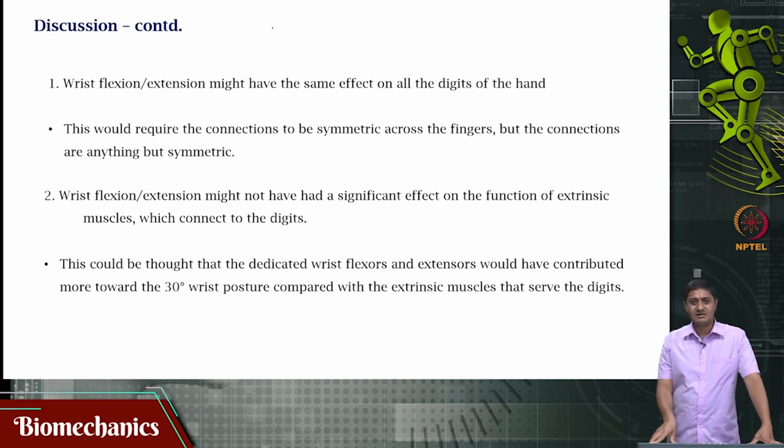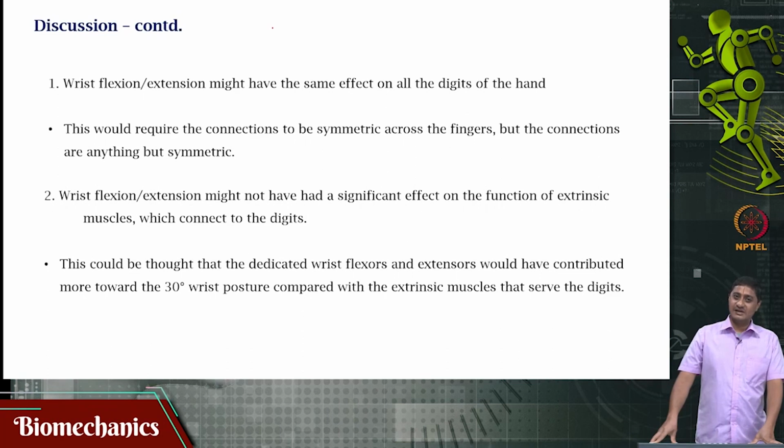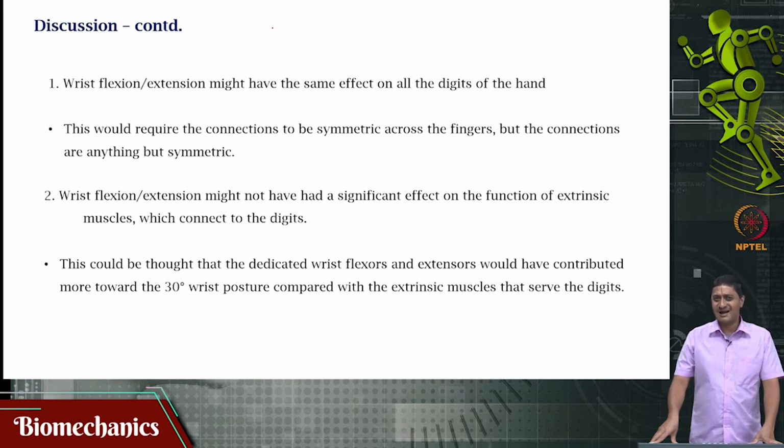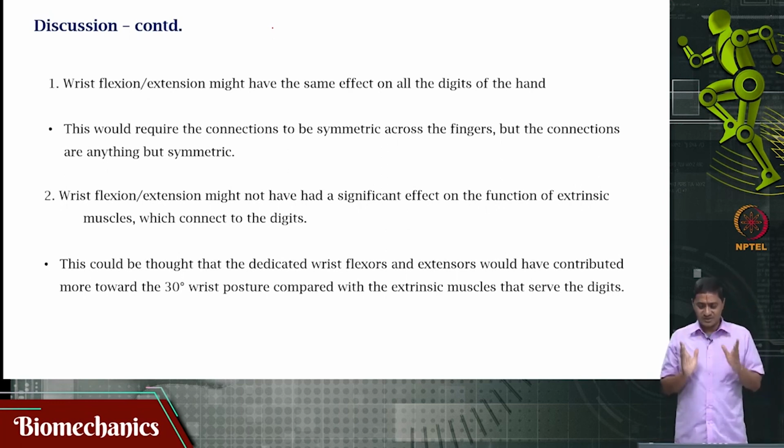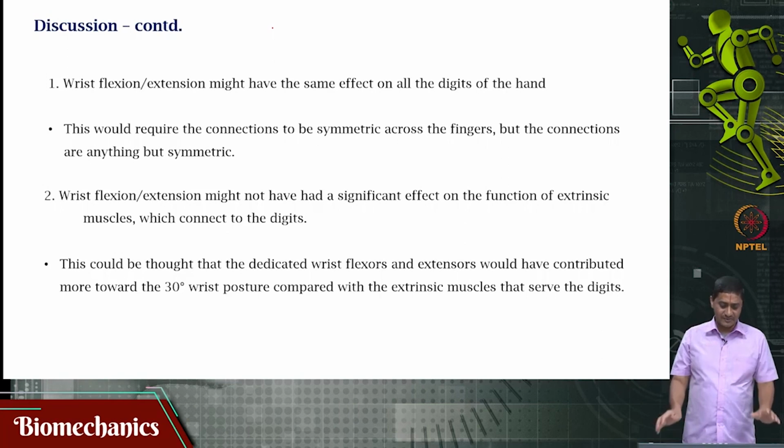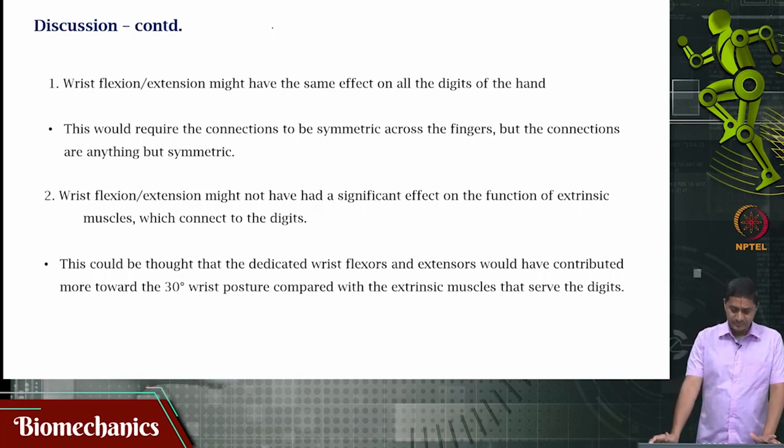But the connections across fingers are anything but symmetric, right? Different fingers receive different types of connections. So the connections across fingers are not symmetric anatomically. We know this from our understanding of anatomy, right? Or wrist posture might not have had any big effect on the function of the extrinsic muscles.